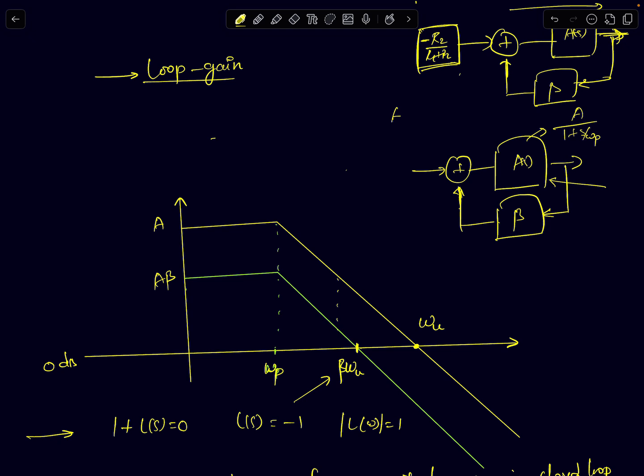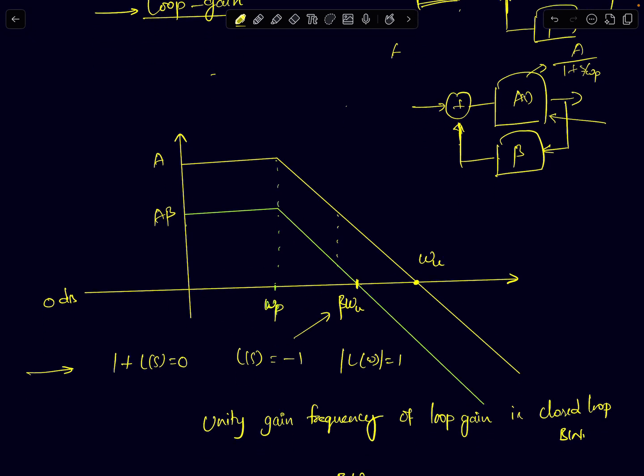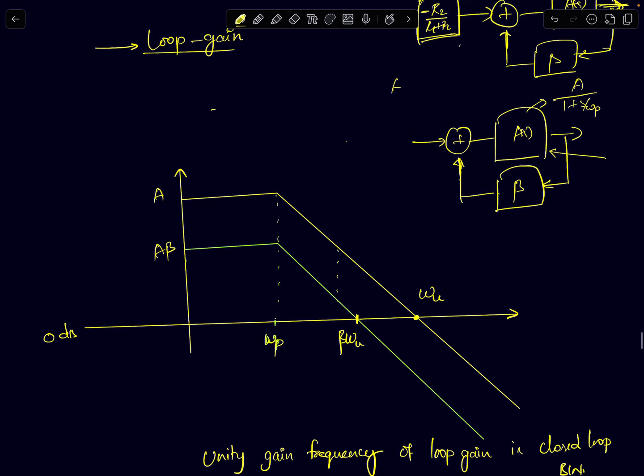Now here, I just wanted to ask you guys a small question. What actually happens to the phase of the system? See, what exactly is happening at that point? Why am I directly calling it the pole? Remember, what is the definition of a pole?